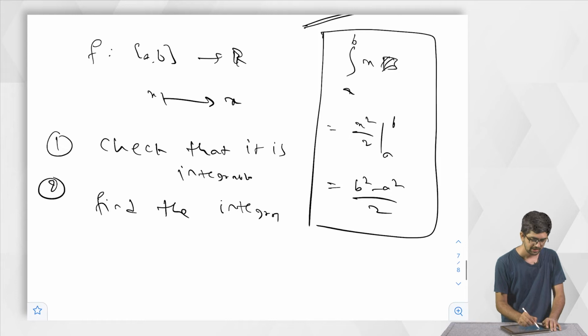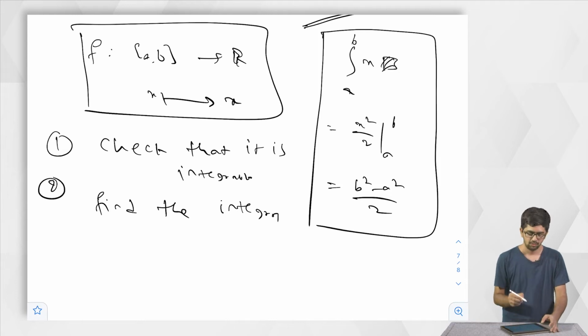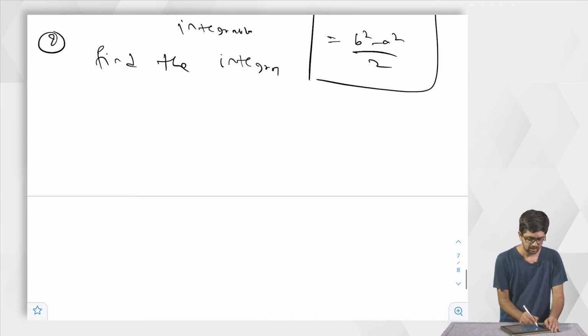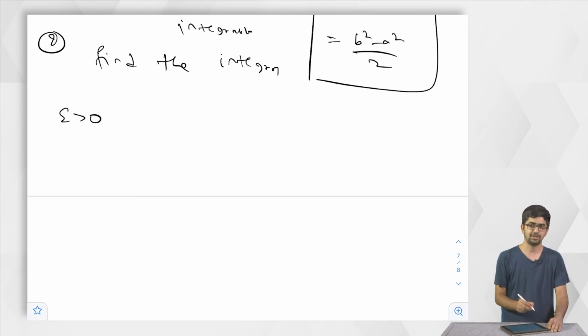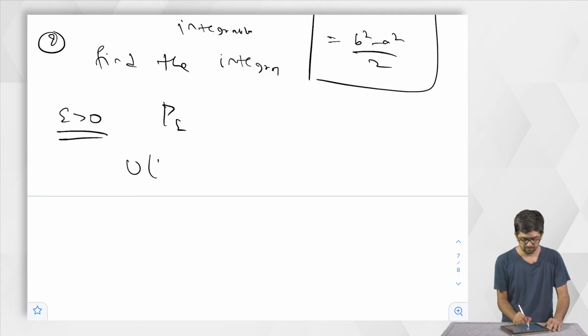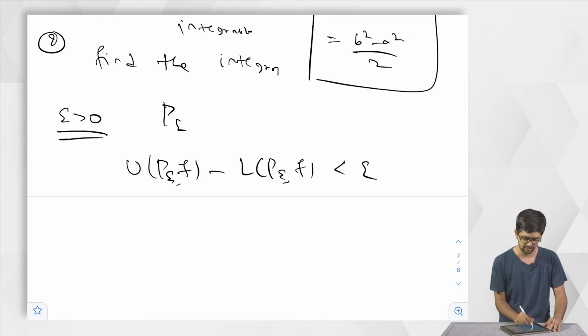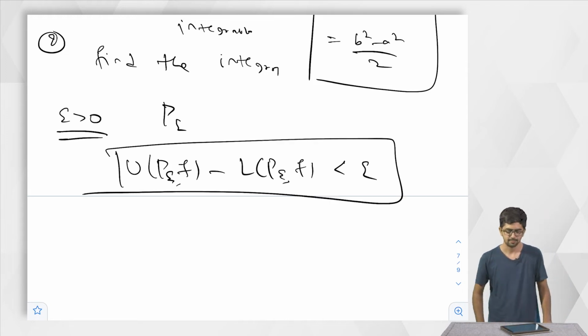Let us first check that this function f is integrable. What do we need to do for that? Given epsilon positive, we need to look for a partition p epsilon such that U of p epsilon f minus L of p epsilon f is less than epsilon. This is what we are trying to see.